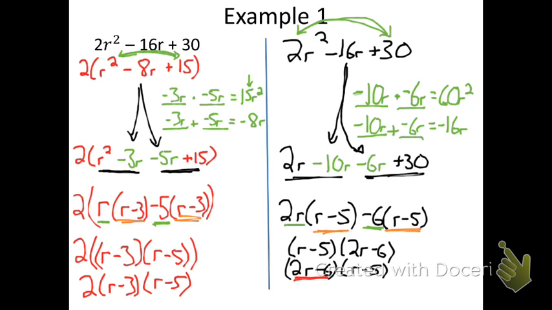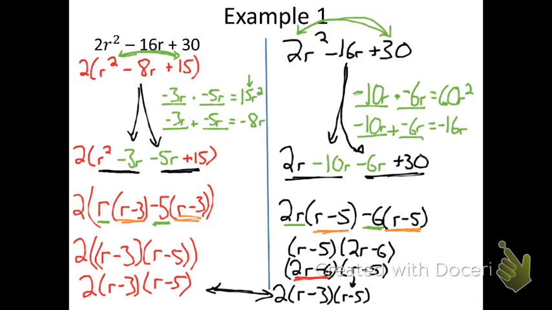Now look what we've got right here. We have a common factor, don't we? That binomial in itself has a common factor. It has a 2. So let's factor the GCF out of that. If I factor a 2 out of that, we're left with r minus 3, and then I just bring down my r minus 5. Now we're done, okay? Now we see that we're going to get the same answer either way.